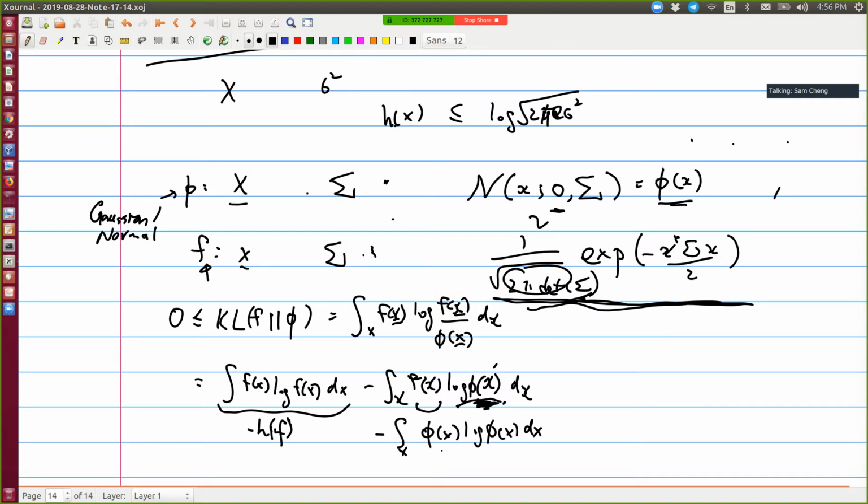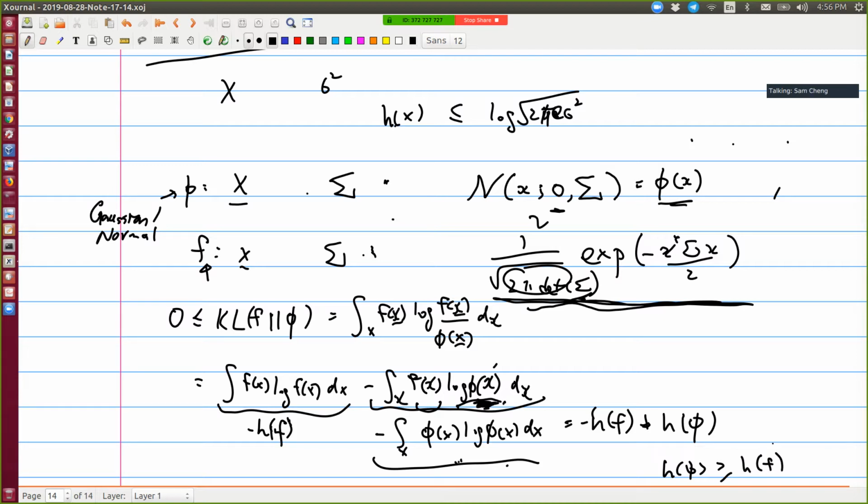So therefore I can write this instead. If this is replaced by this, what is this? This is simply equal to the entropy of phi, right? So it's just h f minus h phi, okay, this is actually plus h phi, right? And of course the other side is bigger than or equal to 0, so therefore h phi is bigger than or equal to h f.